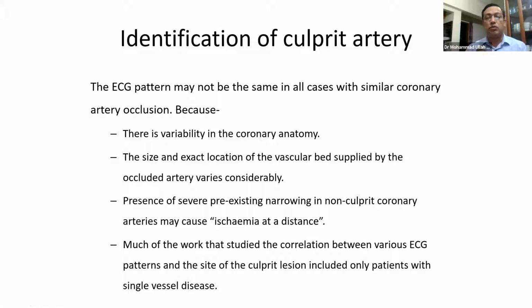The ECG pattern may not be the same in all cases with similar coronary artery occlusion. This is very important because there is variability in coronary anatomy. The size may be different, the LAD may be of type 1 to type 4 size. There may be LCX dominant, there may be RCA dominant. The arteries or branches like OM branches, RV branches, or diagonal branches may be of different sizes. In fact, there may be multivessel disease, there may be previous MI. All these things influence the ECG pattern in ST elevation MI. The size and exact location of the vascular bed supplied by the occluded artery also varies.